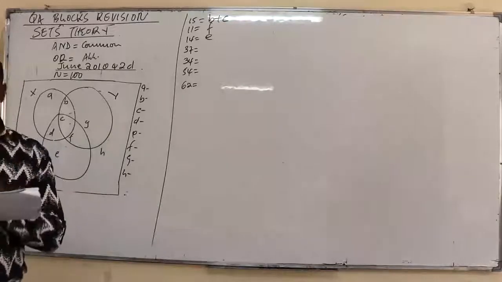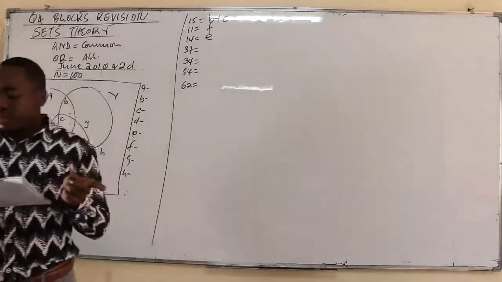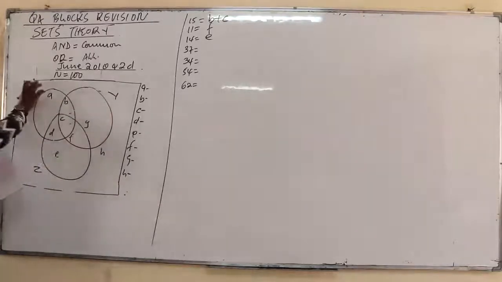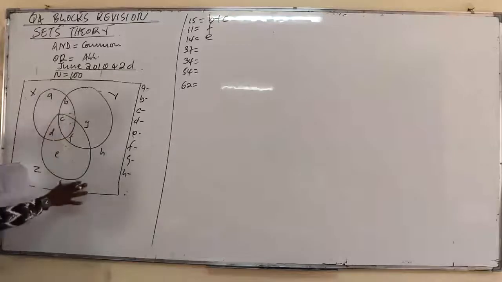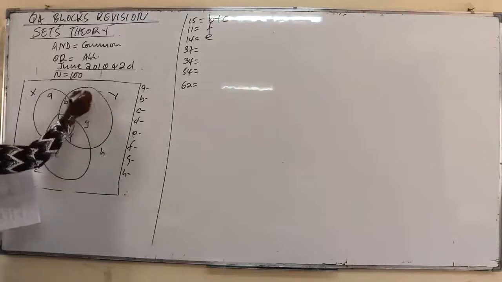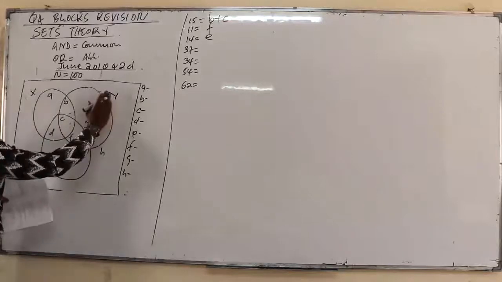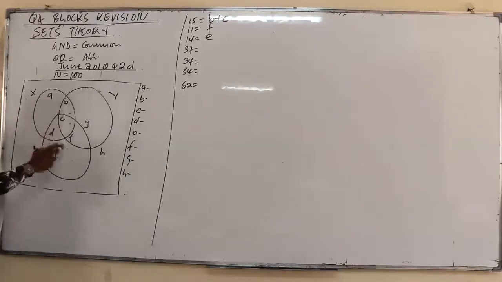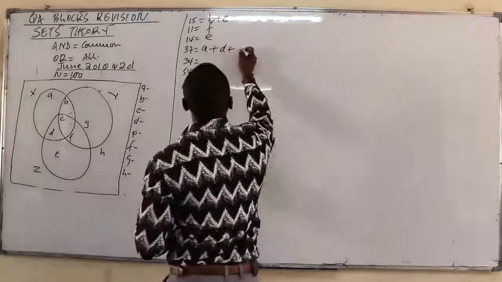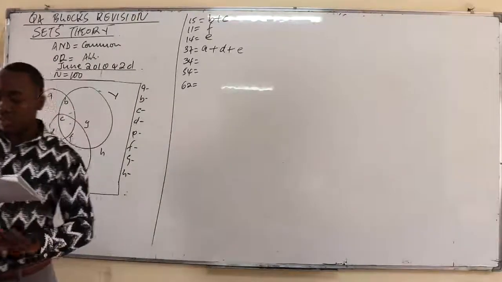Then 7 voters were in favor of X or Z. We say that or means or. That 7 voters were in favor of X or Z, but not Y. X or Z, that means it's all the members in X and Z, but not who? Y. So you remove Y, and you only have A, D, and E. That's what it meant.